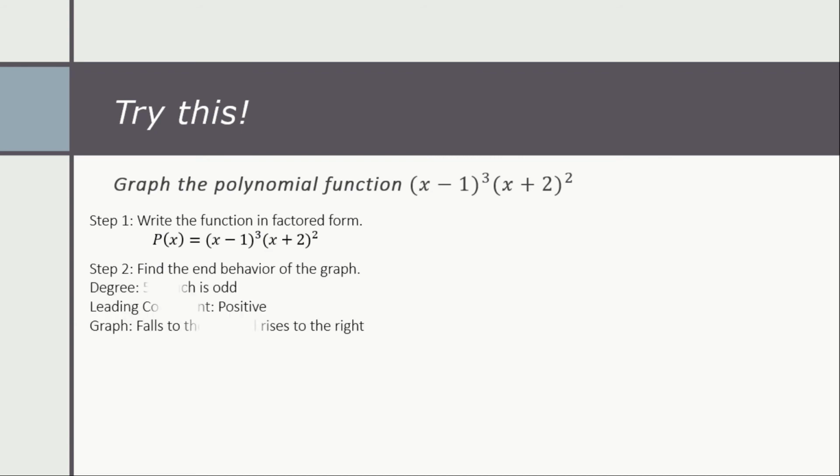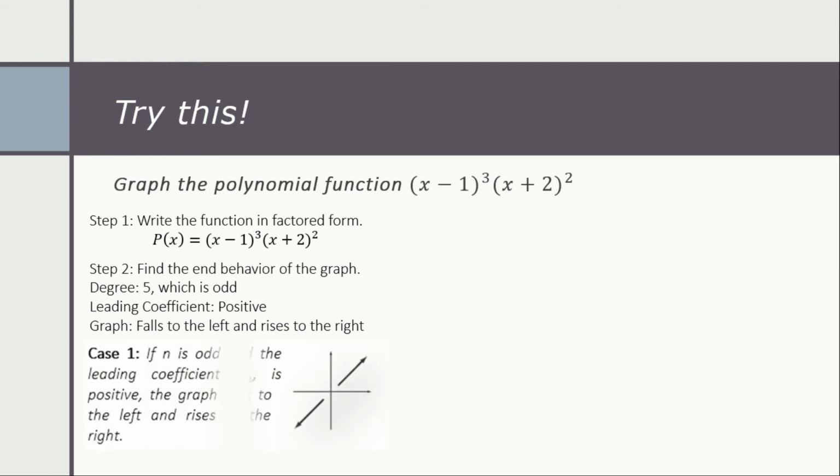Okay, the degree of the given polynomial function is 5. You just add 3 and 2, so we have 3 plus 2, which is equal to 5, which is an odd number, and the sign of the leading coefficient is positive. Therefore, it falls under case number 1, wherein the value of n is odd, and the leading coefficient a sub n is positive, and the graph falls to the left and rises to the right.